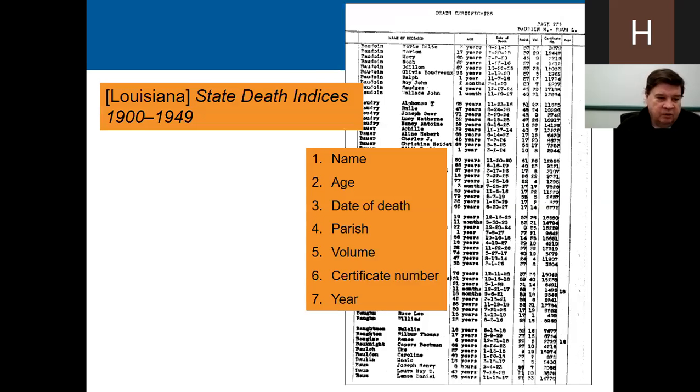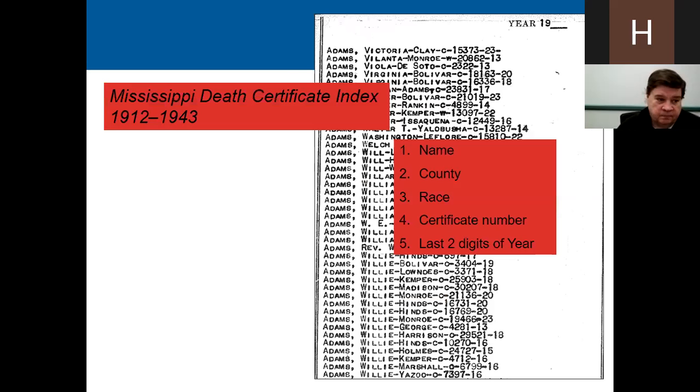The State of Louisiana also has one, same type of information, but for the whole state of Louisiana, they didn't start it until 1900. Mississippi's got the same thing. If your people are from Mississippi, we've got it from 1912 to 1943. Again, it doesn't go back very far, but Mississippi didn't start death certificates until about then. It gives the name, the county, the race, the certificate number, and the last 2 digits of the year. If you find your person in this index, you can contact the Mississippi State Archives and get a copy of the record.